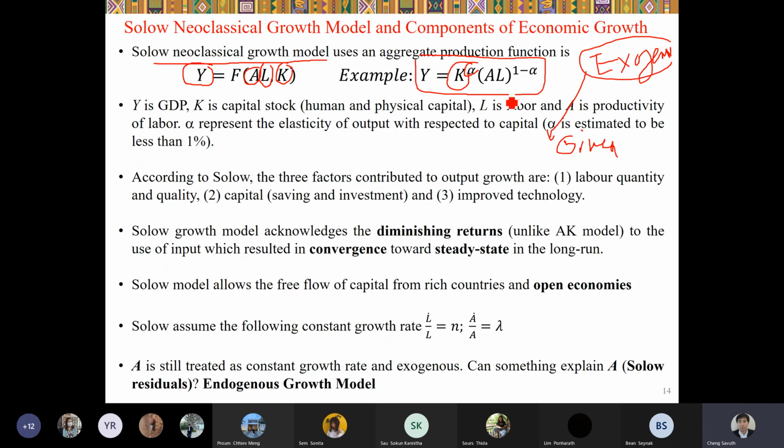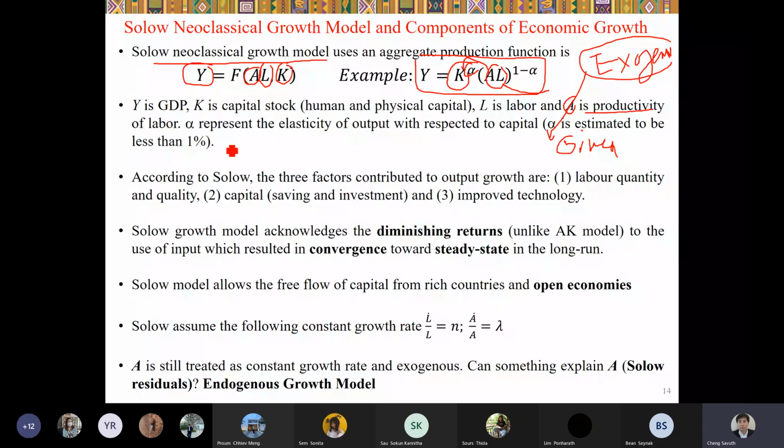Some people think of this A as embedded technology with labor. Sometimes this A is called the productivity of labor, because it is a labor-augmented model. You may say, well, sir, why don't we put this augmentation into capital? Well, that's possible. There could be capital-augmented technology, or labor-augmented technology, or technology that is separated from the capital and labor. That would be fine. So it's up to you, but there are three key ingredients: the capital, the labor, and the technology.